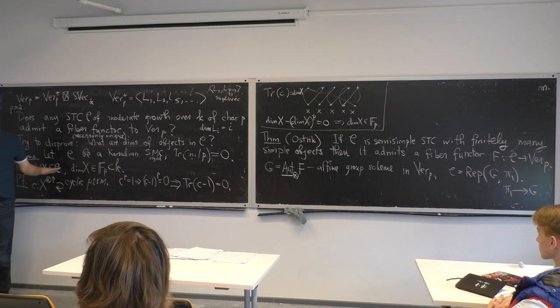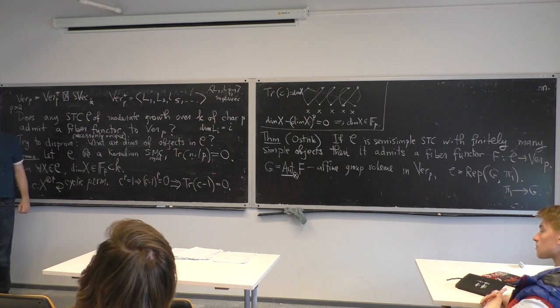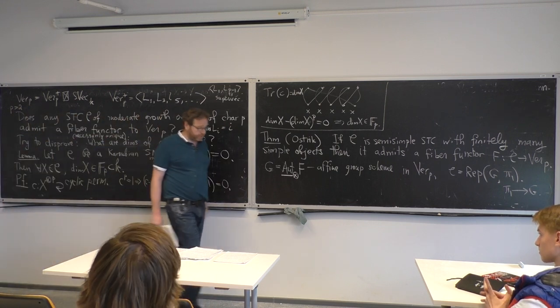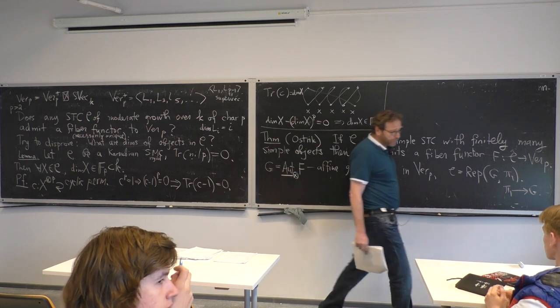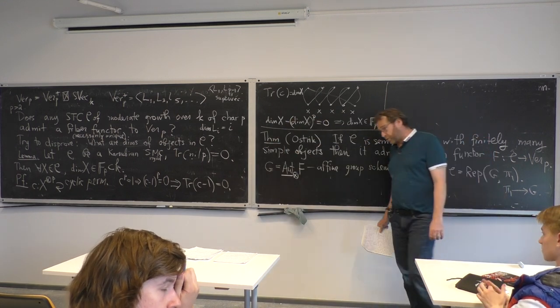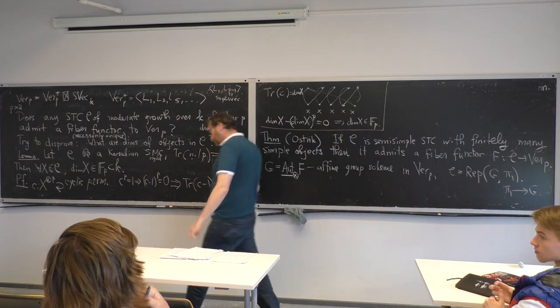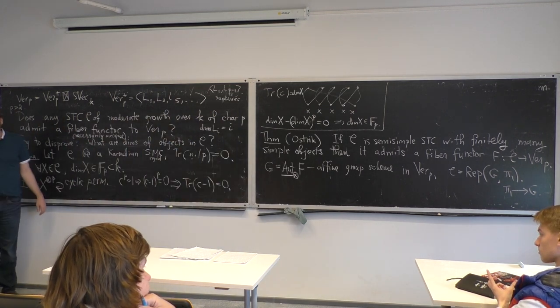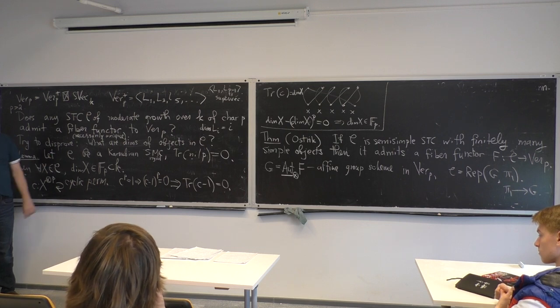the nilpotent group scheme alpha P, which is a spec of K[X] over X to the P, with X being a primitive element. These schemes are not isomorphic because one of them is a group and the other is an infinitesimal group scheme, but their semi-simplifications are isomorphic. And they both give Verlinde P.